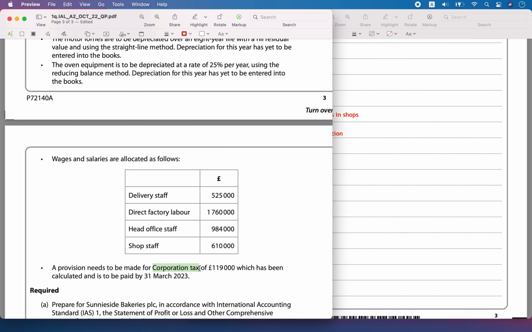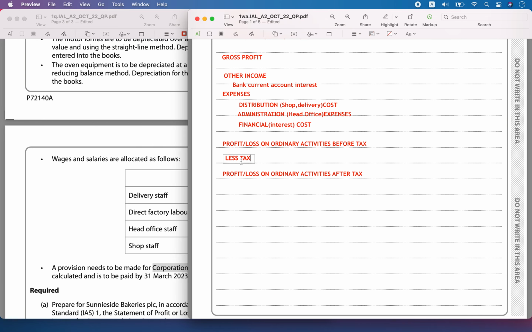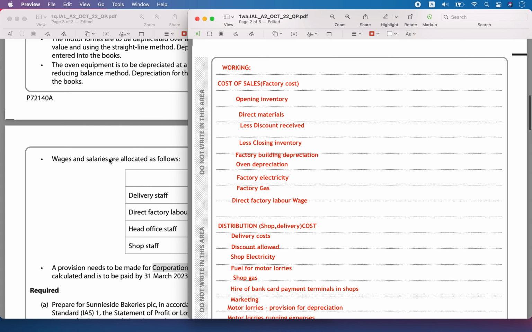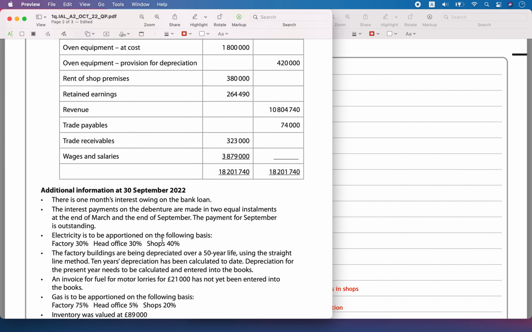Then corporation tax, this is the tax we are paying after calculation of the profit, so less corporation tax. Okay, we have to pay. Now let's start working on each, and we have to include the additional information also. Now the first one is, there is 1 month's interest owing on the bank loan.